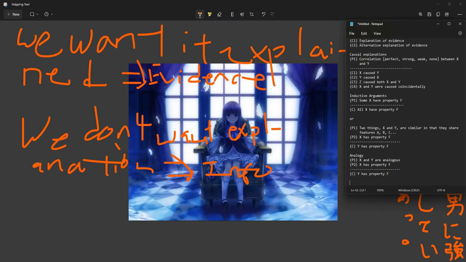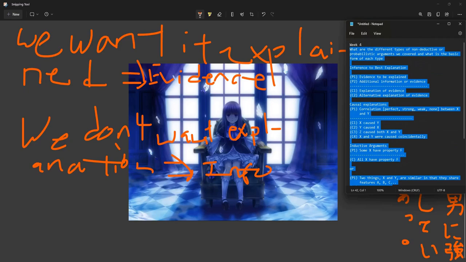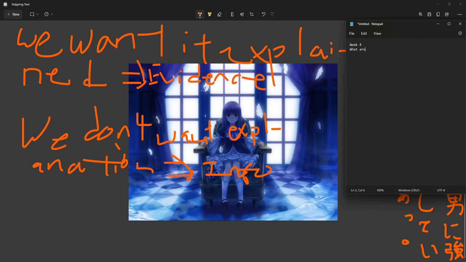Okay, simple enough. What are the criteria for determining the best explanation? Well, before we get the criteria, I should at least give you the steps for evaluating said information. I give you the steps to determine it, then we evaluate. So step one, actually let's erase this section really quickly. What are the criteria for determining the best explanation? Well, step one would be schematize the argument like always.